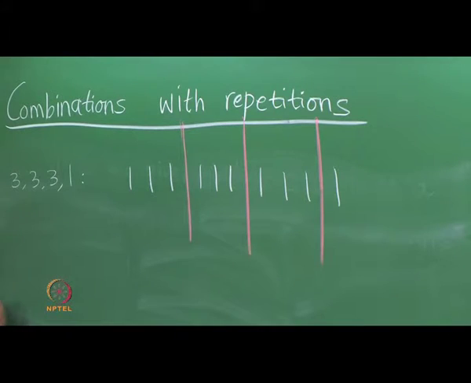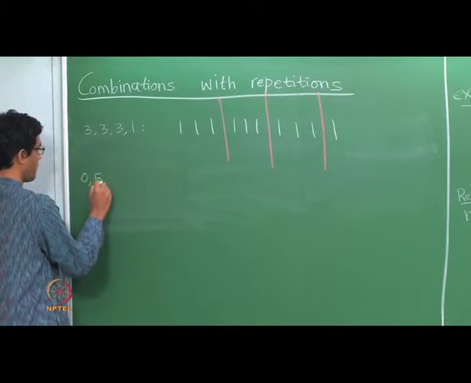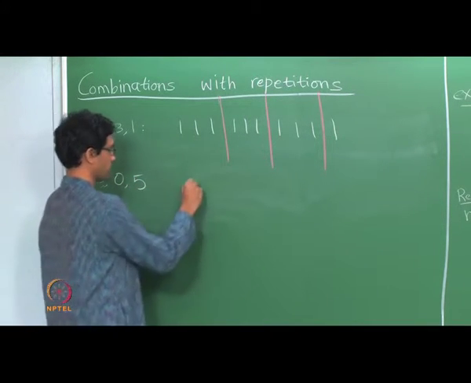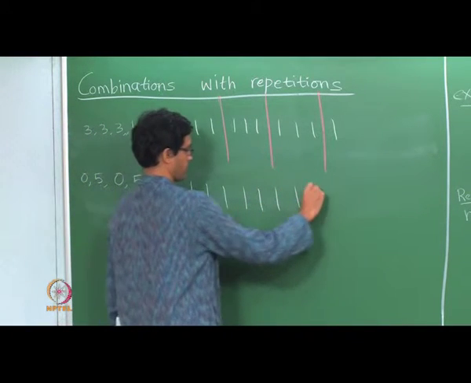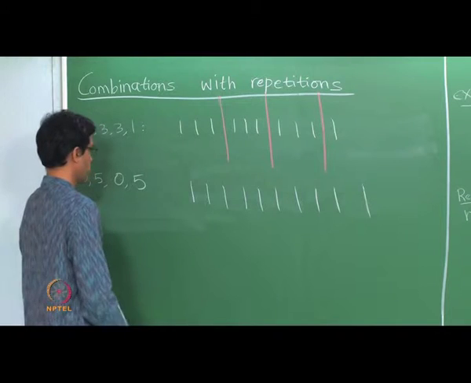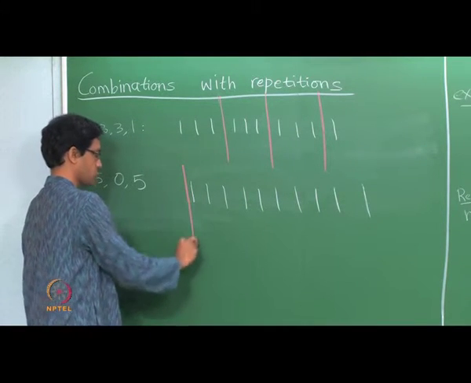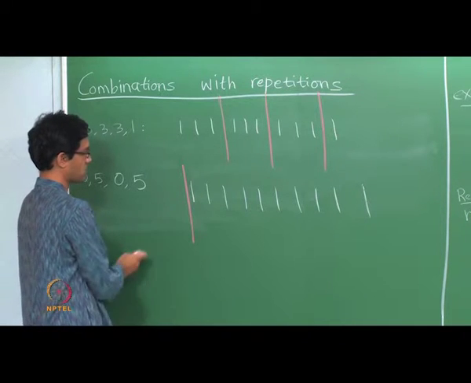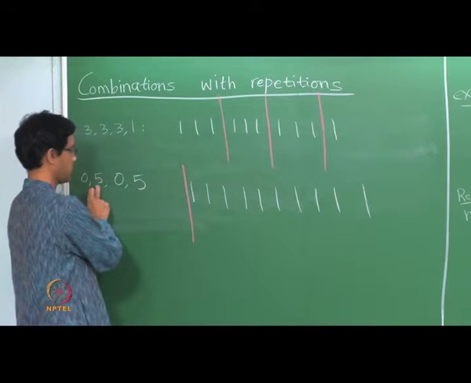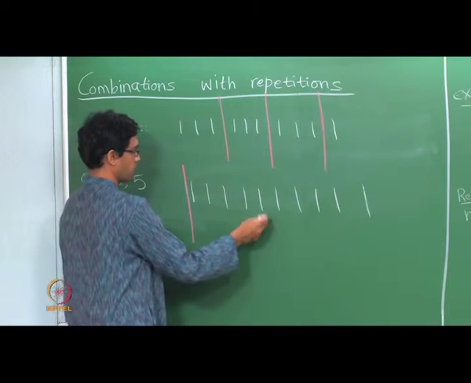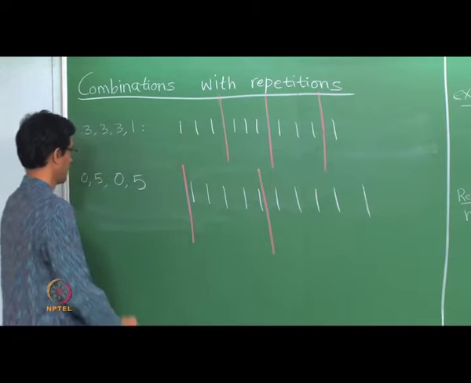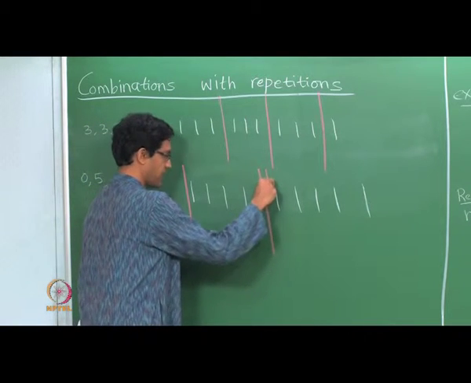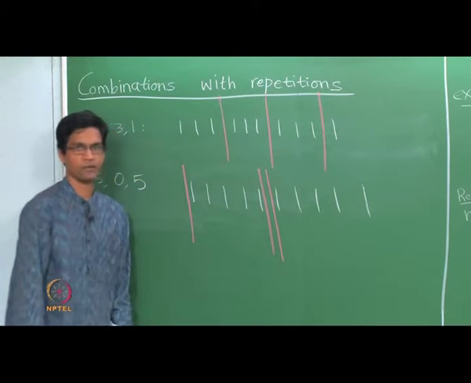Let's take our other example, 0, 5, 0, 5. That's yet another solution to this equation. Now how would that be represented? So 0 means the following, that the first divider occurs right in the beginning of this list. So the number of ones to the left of the first divider is a 0. Now I need a 5, so 1, 2, 3, 4, 5 ones later I have another divider. Now the next is a 0, which means that the third divider is placed at the same place, more or less, as the second divider.